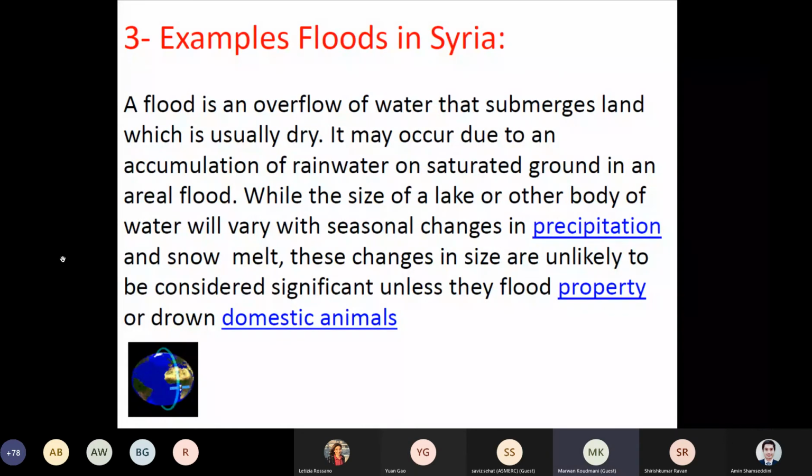Also, examples of flood in Syria. Flood is an overflow of water that submerges land which is usually dry. It may occur due to accumulated rainwater and saturated ground in an areal flood.